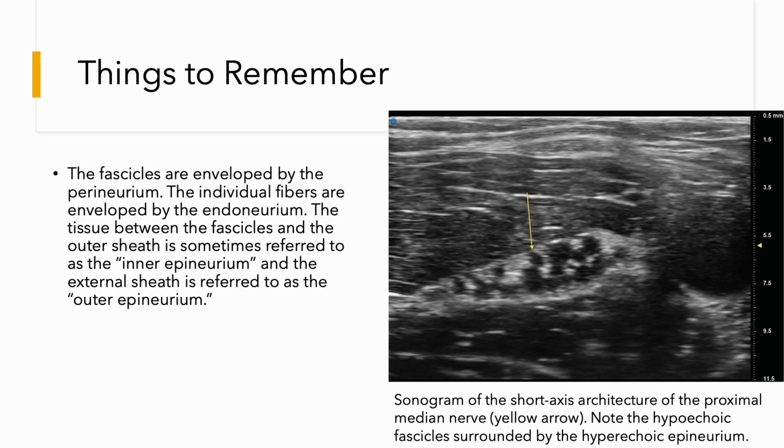So as we said, the fascicles are enveloped by the perineurium, and the individual fibers are enveloped by the endoneurium. All right, the tissue between the fascicles and the outer sheath, sometimes, like we said, is referred to as the inner epineurium, and the outer external sheath is referred to as the outer epineurium. So you can see a short axis of the proximal median nerve right here. So we can see the perineurium, okay, and then endoneurium, and then here's all of our different fascicles.